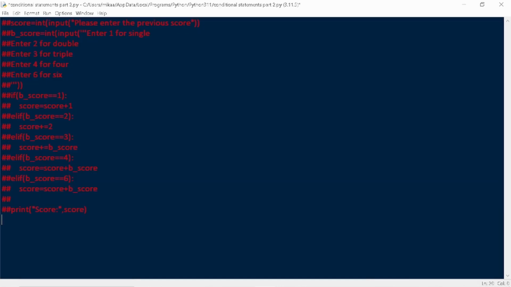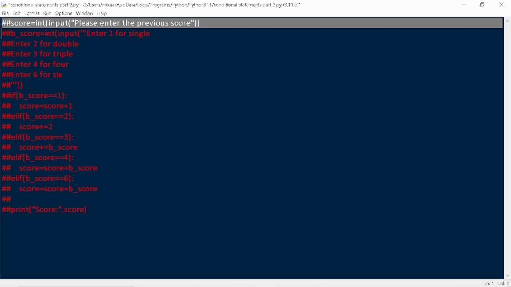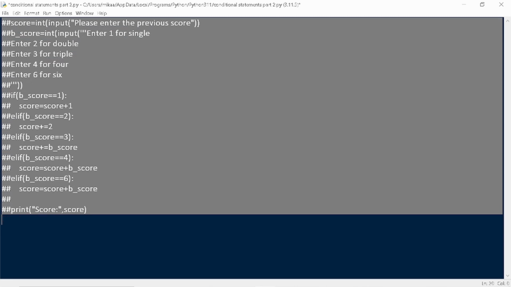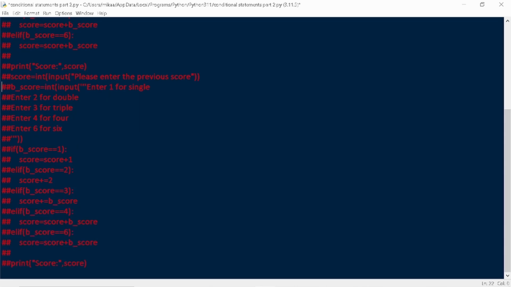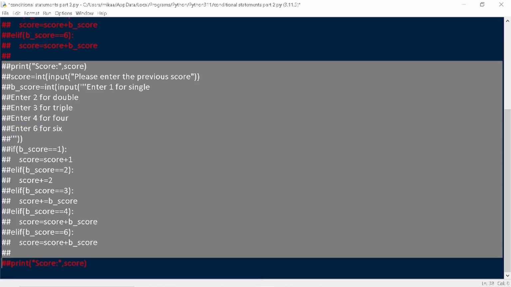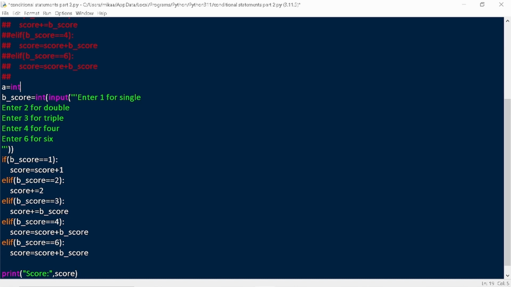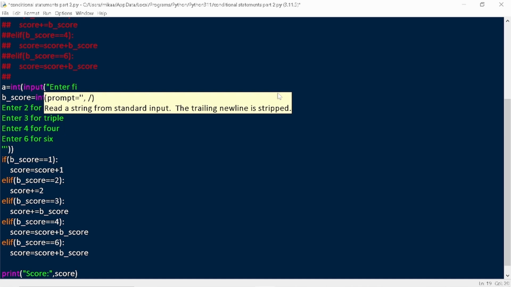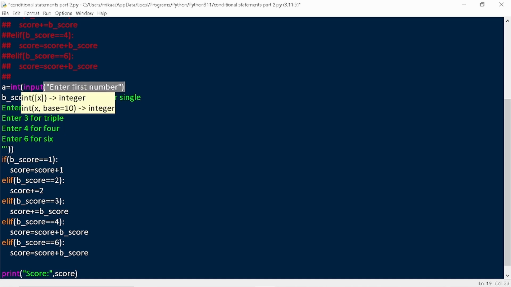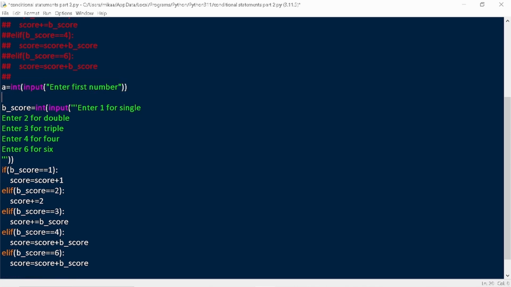Now another example we are going to discuss is a calculator. This will not be a scientific calculator. We have to take two variables. Now a is equal to integer input, enter first number, and b is equal to integer input, enter second number.